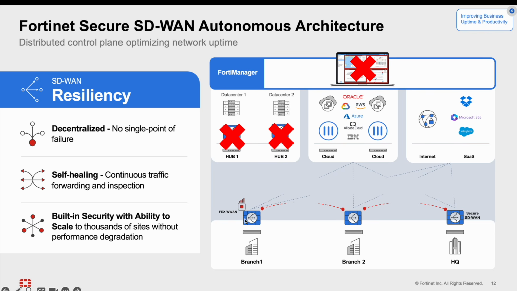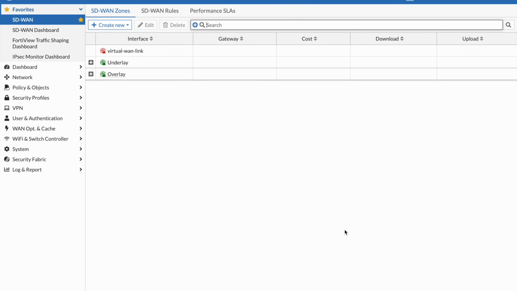And additionally, sites can communicate with each other directly using ADVPN, so to build shortcuts to circumvent the unnecessary round trips of having to go up to the hub and back down again. So let's look at the SD-WAN on the actual device and the basic things that you need to understand.